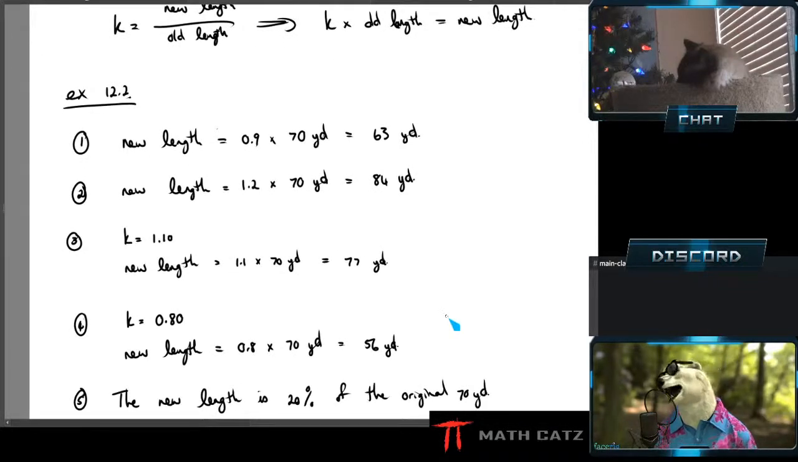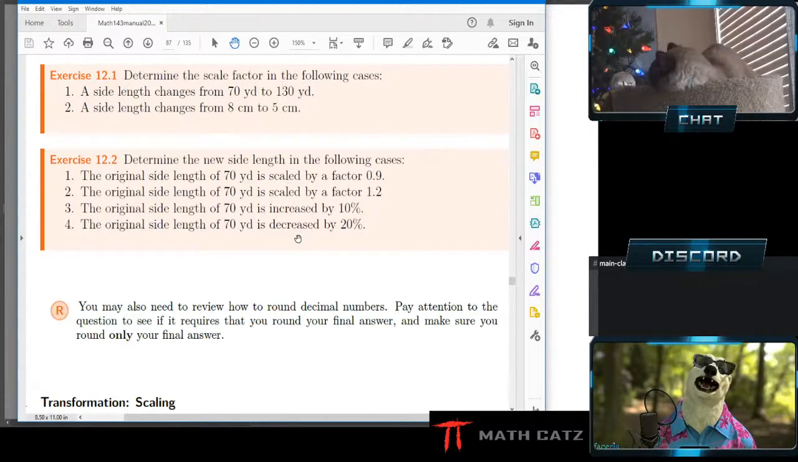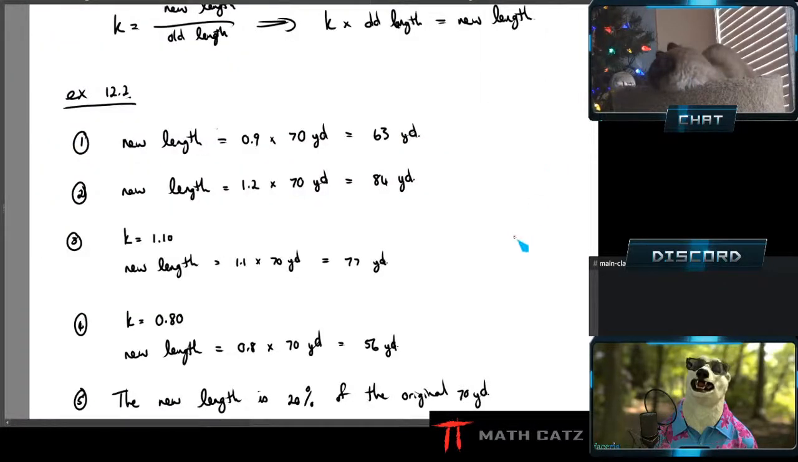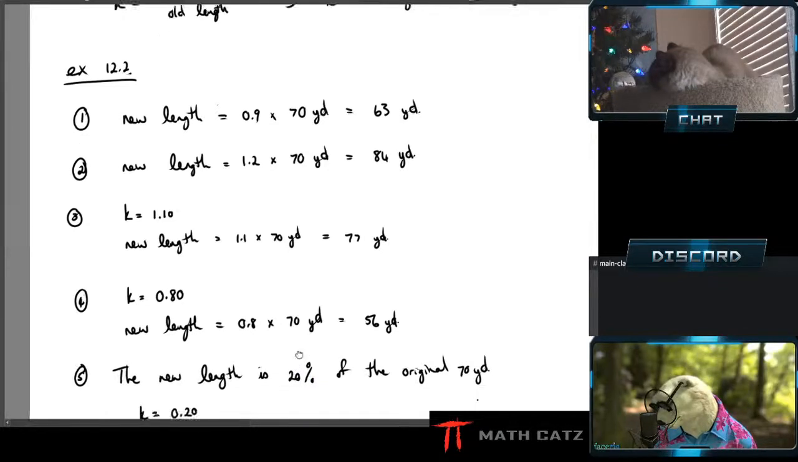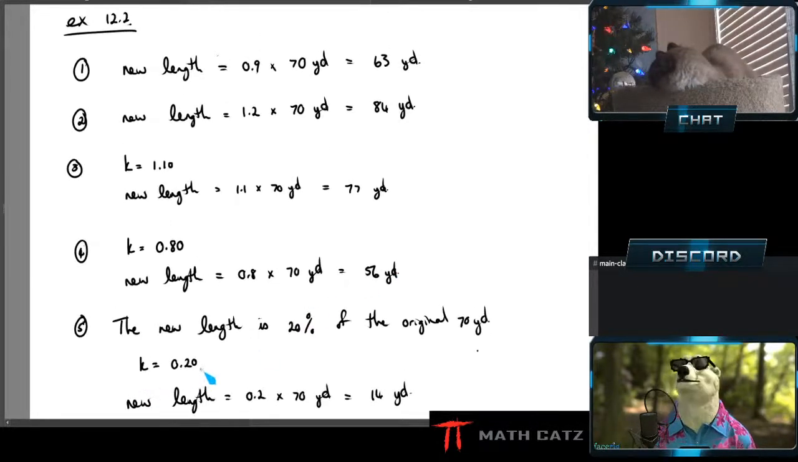And my wording is going to be, the new length is 20% of the original 70 yards. That's not the same as the previous one. The previous one said it's decreased by 20%. That's the change. Now I'm saying the new length is 20%. Many people struggle with that. Those two are not the same. The new length is 20% of the original. That means the scale factor is the decimal version of 20%, 0.2. And the new length is 0.2 applied to 70 yards. Of course, 2 times 7 is 14.